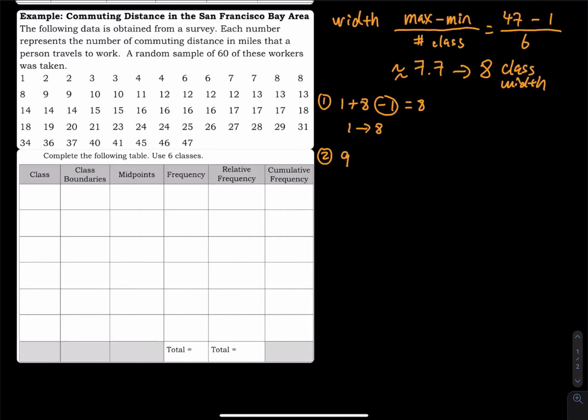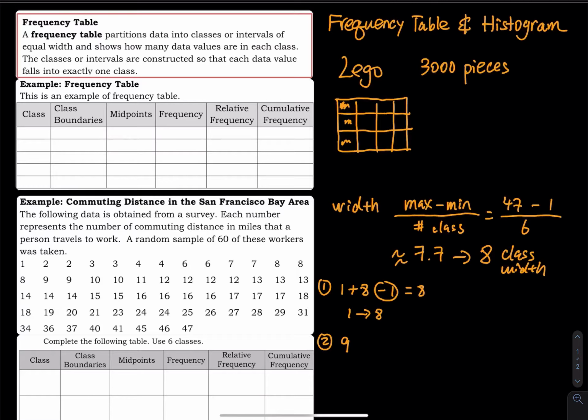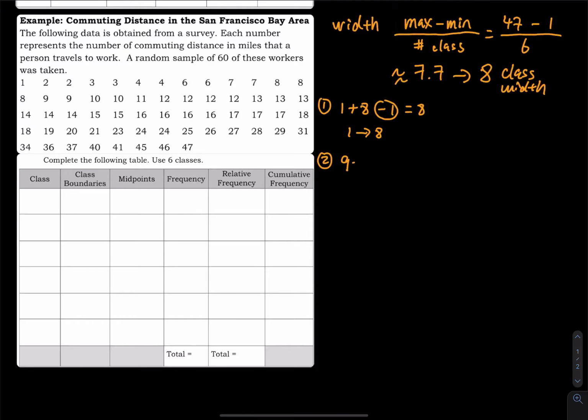You start at 9. So if you go back to the definition really quick, look at the last couple words. Each data value falls into exactly one class. So one class only, no double count. Right? And then 9 plus 8 minus 1 is equal to 16. The second class is 9 to 16.